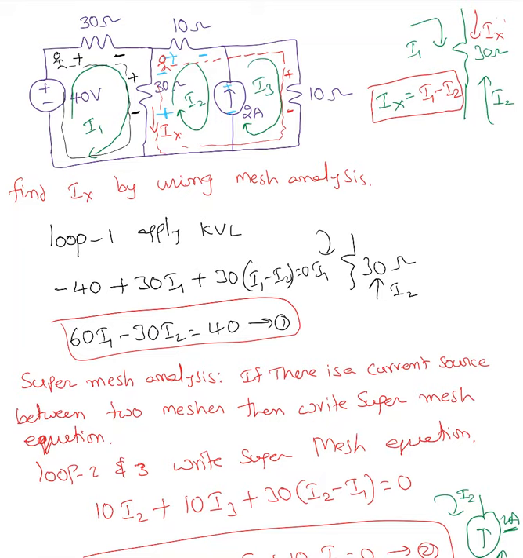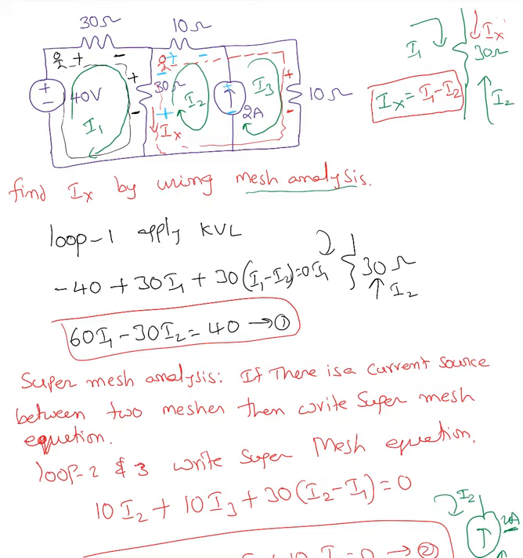Here is the next example. He's asking us to solve this example by using the mesh analysis. Okay, so step one, assign all the loop currents. So assign loop 1 as I1, loop 2 as I2, loop 3 as I3.